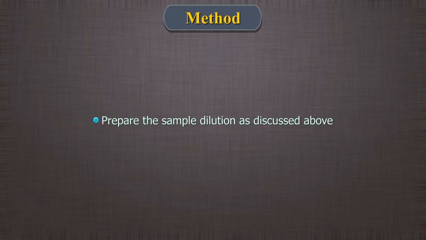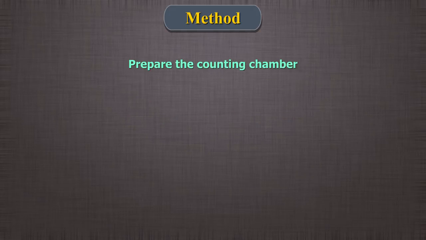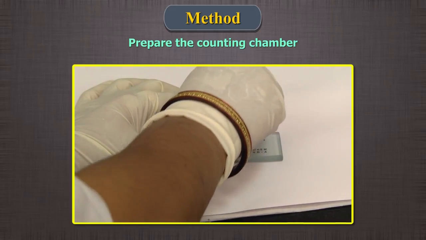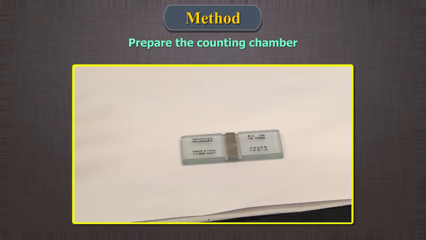Method: 1. Prepare the sample dilution as discussed above. 2. Prepare the counting chamber. Meticulously clean the hemocytometer with lint-free paper.